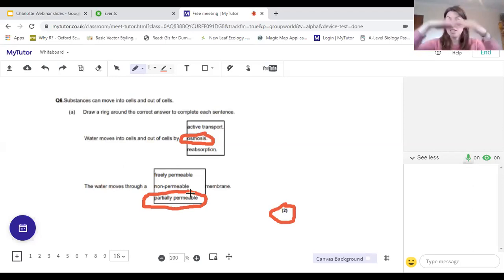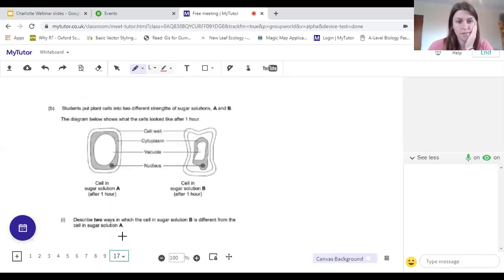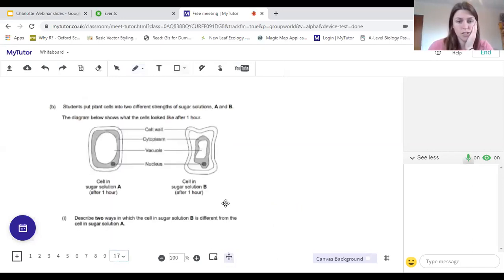Non-permeable would mean that it's completely sealed. Partially permeable means that it has got holes in here and there, so it can let some things in and out, but not freely. Good.